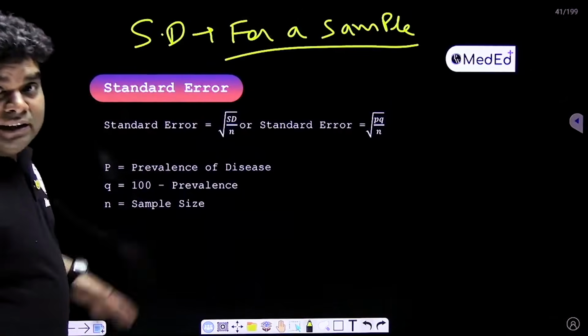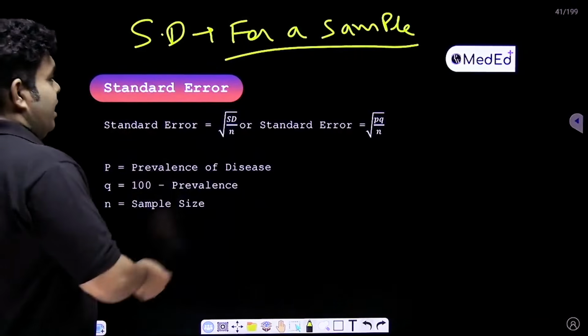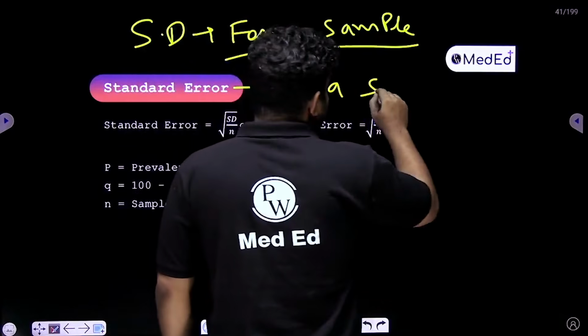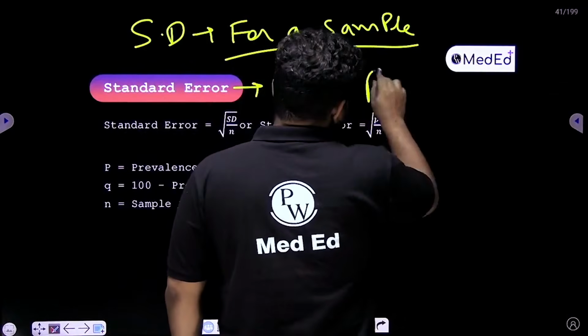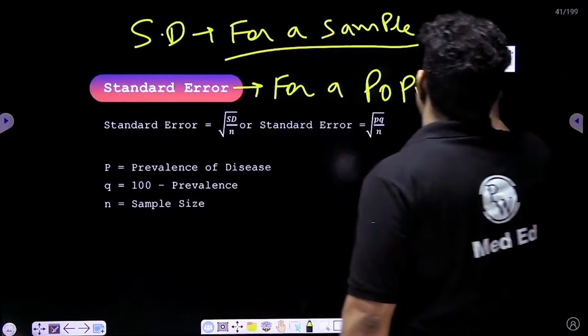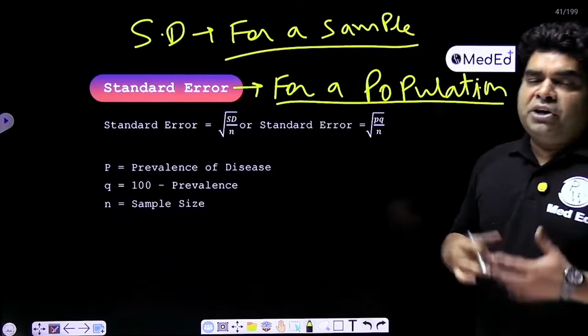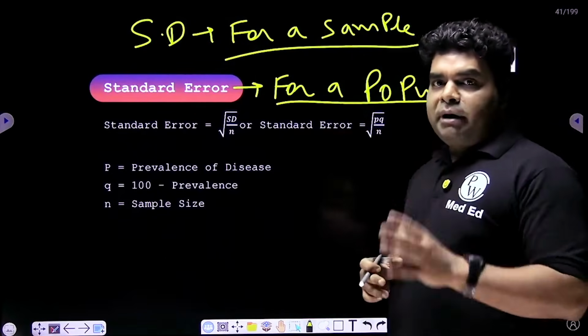But in a class, in the whole population, we use standard error. So standard error is not a mistake. This is the same thing as standard deviation, roughly the same thing. But standard error is for the whole population. Okay, not for the sample, but for the whole class.